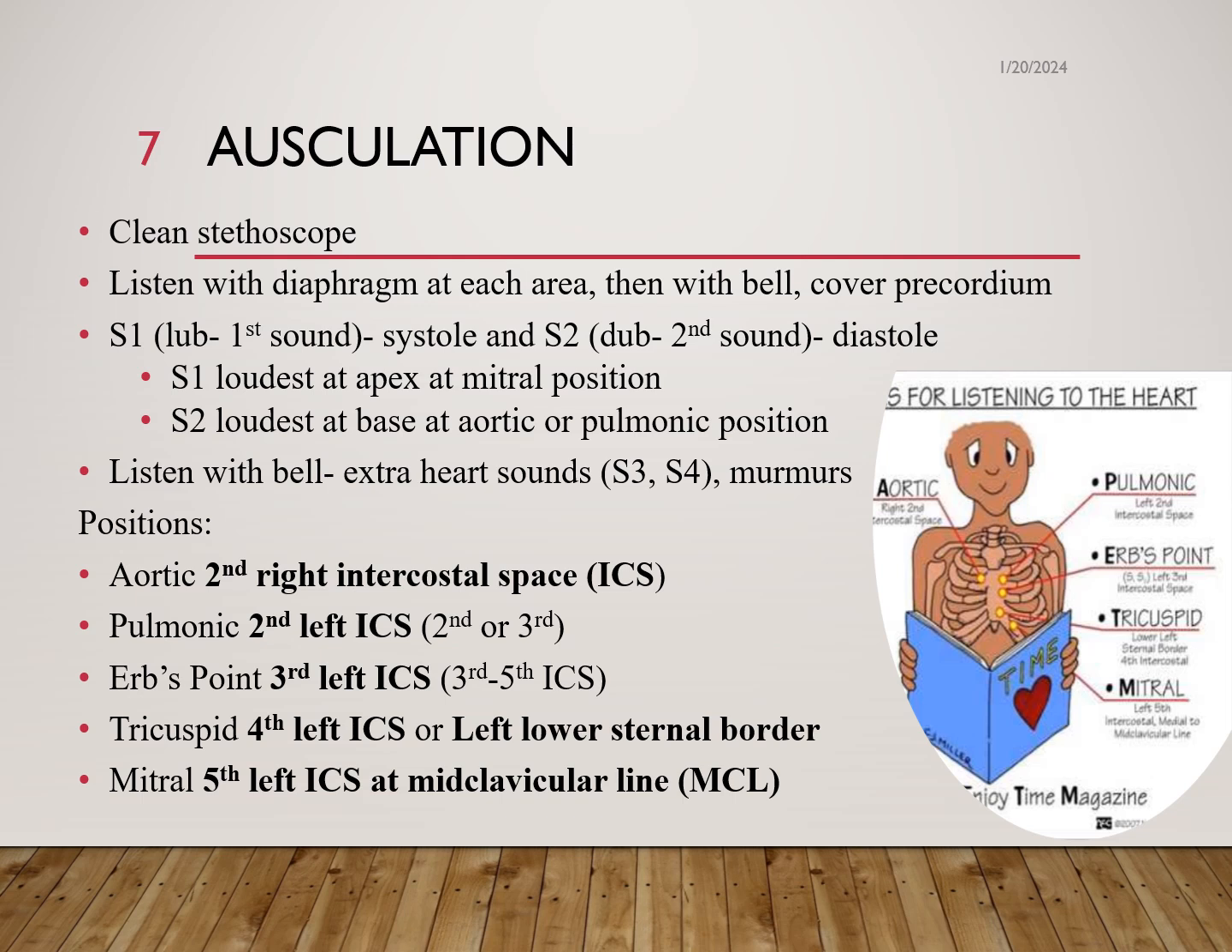So all the positions and the intercostal spaces are noted below. Aortic, second right intercostal space, right sternal border. Pulmonic, second left intercostal space, left sternal border. Erb's point, third intercostal space, left sternal border. Tricuspid is fourth intercostal space, left sternal border. The mitral position is left fifth intercostal space, left mid-clavicular line.